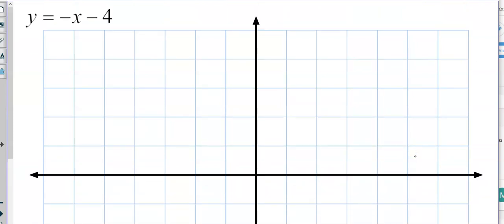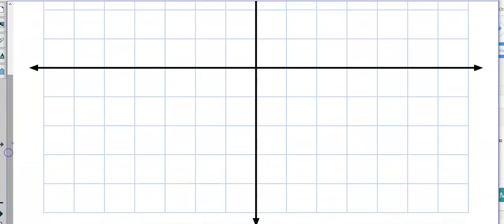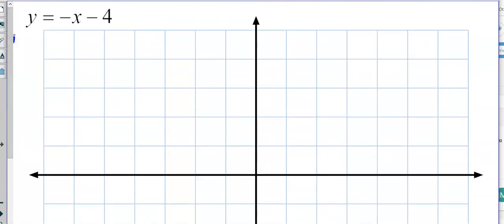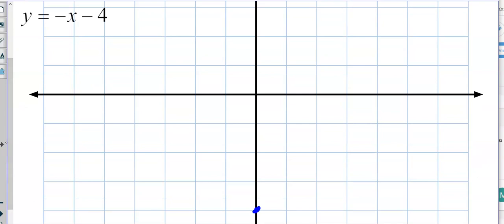Okay, -x minus 4 here. So start with the y-intercept of -4. 1, 2, 3, 4. And the slope is -1 there. So you might want to think of that slope as being -1 over 1 or 1 over -1. One of those two ways. You want to think about the denominator.